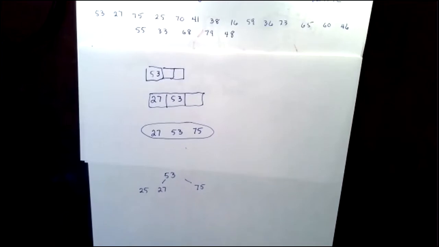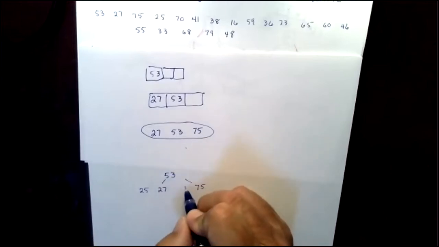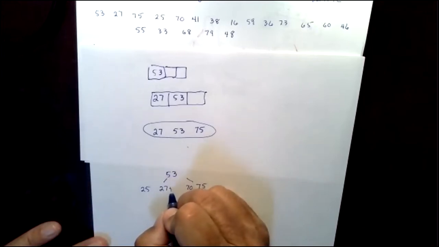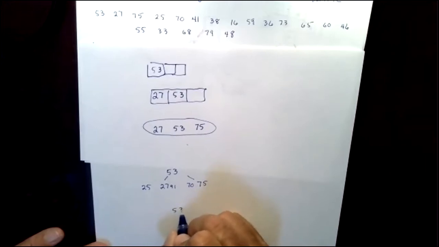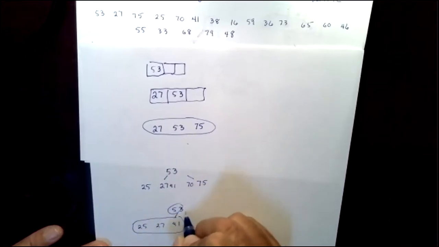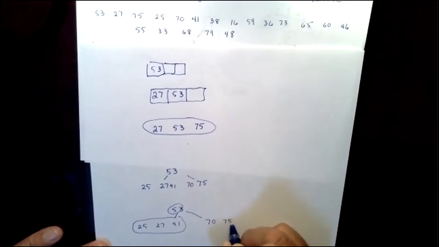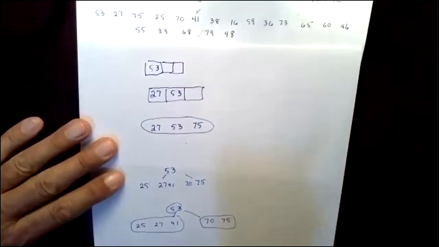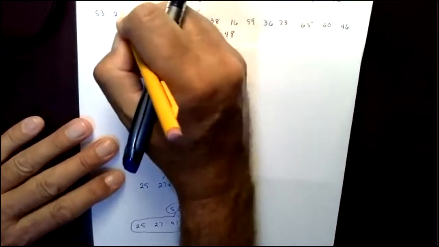My next number is 70. It's greater than 53, so I'm going to go to here. My next number is 41. That's going to be able to go to that node. So I need to rewrite it. 25, 27, 41, they're over here. 70 and 75, they're over here. So far, so good? All right, so I just put in 70. The next number I want to put in is 41. I put that in. So let me keep track up here.